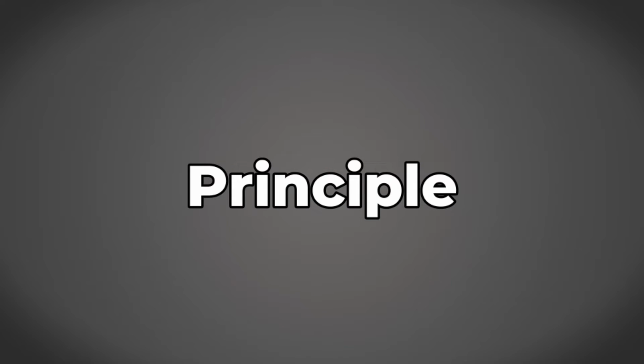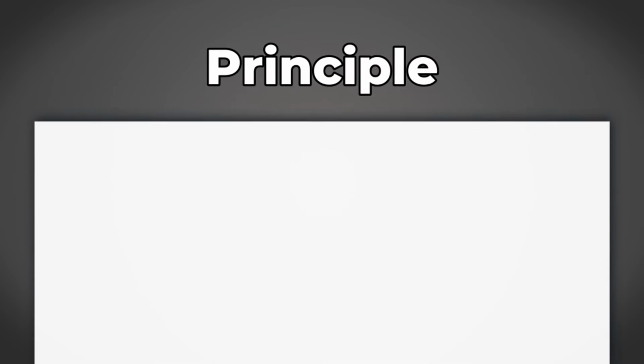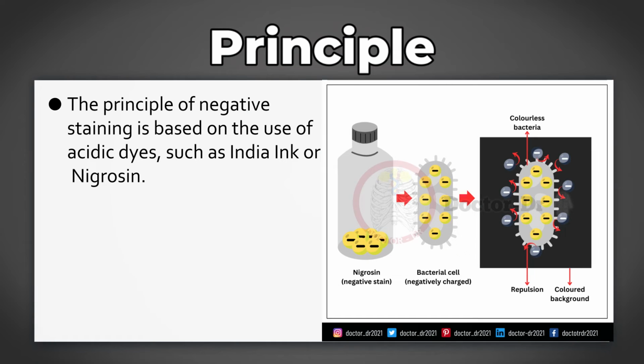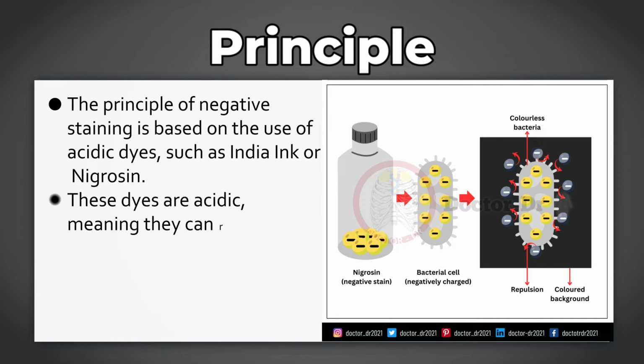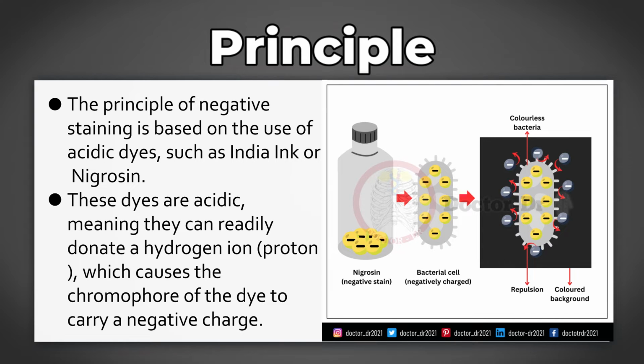Principle of negative staining. The principle of negative staining is based on the use of acidic dyes, such as India ink or Nigrosin. These dyes are acidic, meaning they can readily donate a hydrogen ion, a proton, which causes the chromophore of the dye to carry a negative charge.